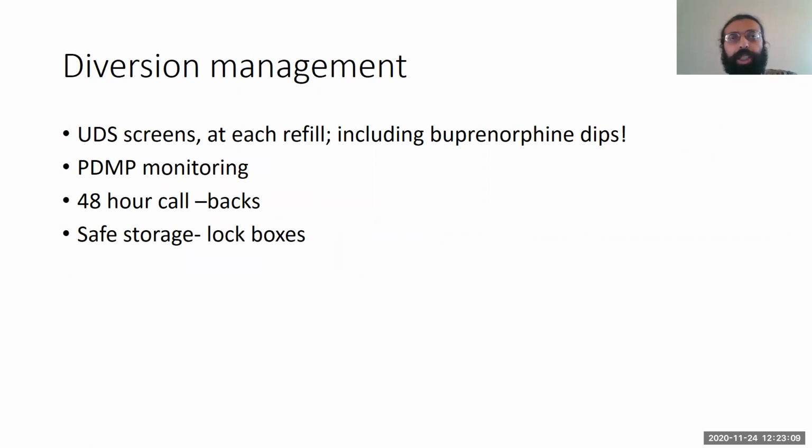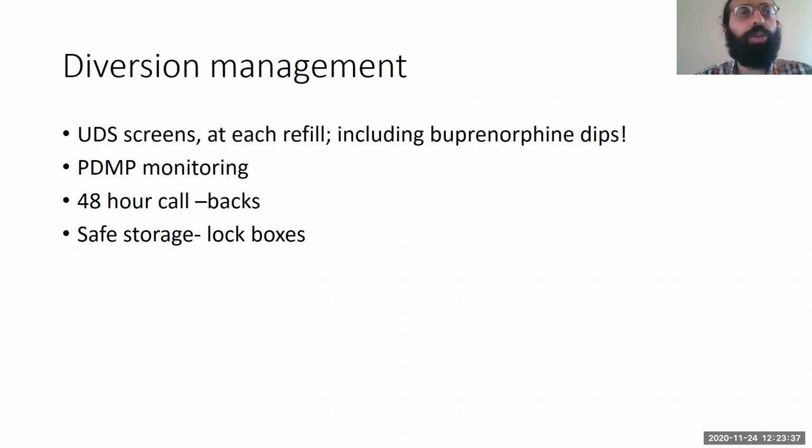Now, just a note on diversion management. We have an entire different talk on this as well that we've done. But these are standard things that we all should be doing. Urine drug screens should be done at each visit, including a point of care testing for buprenorphine. We, of course, should be monitoring the prescription monitoring profile. We should be talking about safe storage, providing lock boxes, educating our patients on it, and 48-hour callbacks.